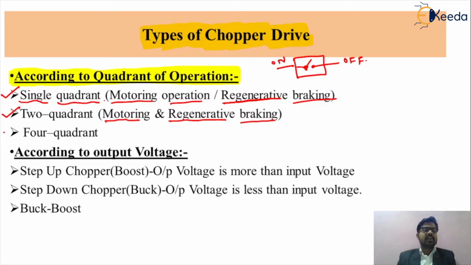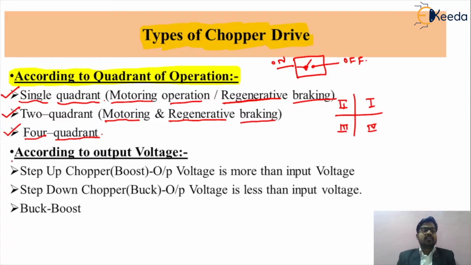Then the third type of chopper in electrical drive is called four-quadrant. The name itself indicates its meaning. Four-quadrant chopper means that the chopper control drive will be operated in all four quadrants of operation. So in all four quadrants of operation, the chopper will operate. Such a type of chopper is called a four-quadrant chopper, friends.